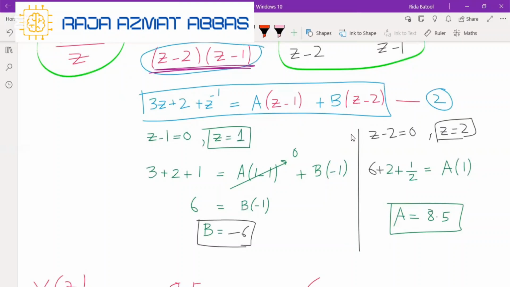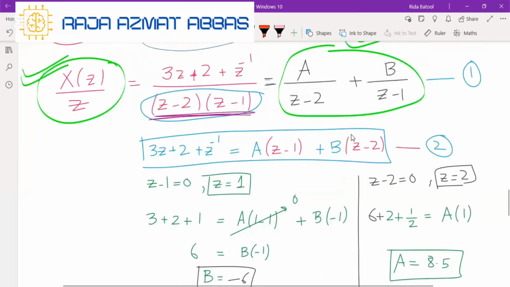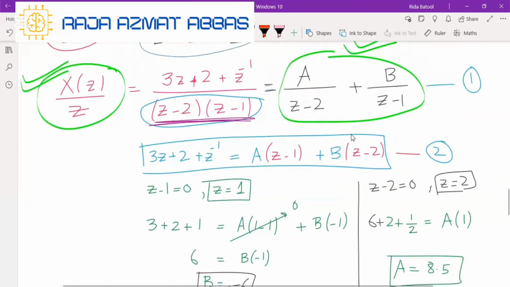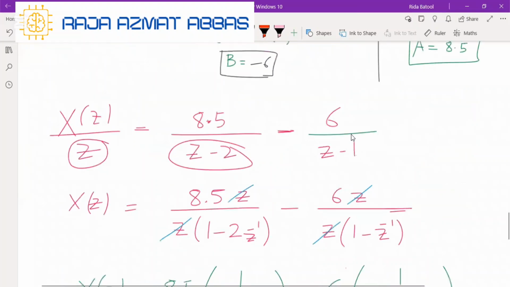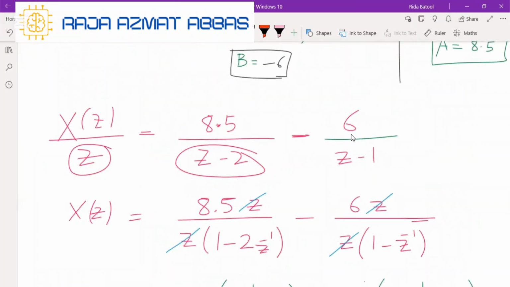Then by using the second factor, which is Z minus 2, we have to take it equals to 0 to find the value of Z. Then you have to put this second value of Z in the previous equation. Then you will get A. After getting A and B, you have to put A and B in equation number 1, like this.